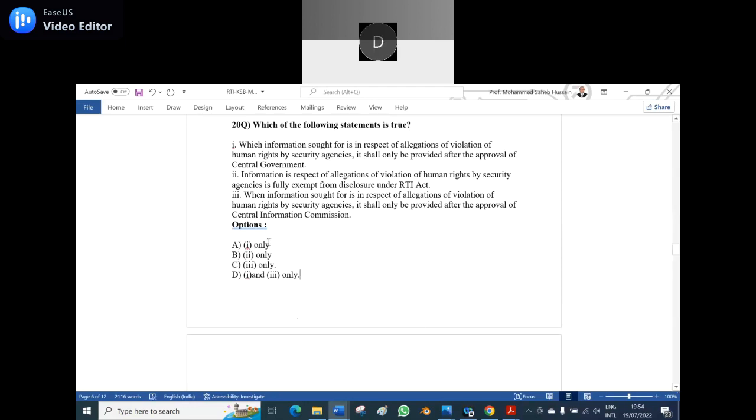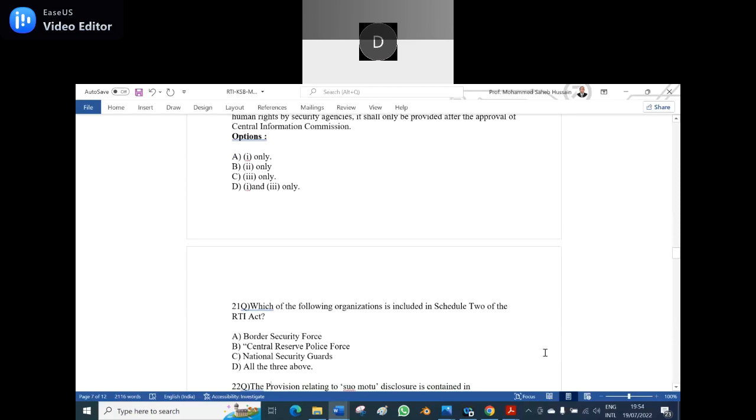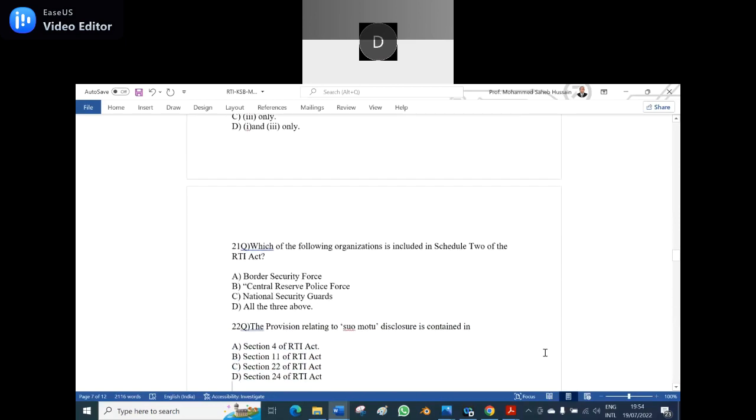D, 1 and 3 only. Any other option? It's B. Option C is the correct answer. 3 only. When information sought for is in respect of allegations, then only after the approval of Central Information Commission can it be issued.